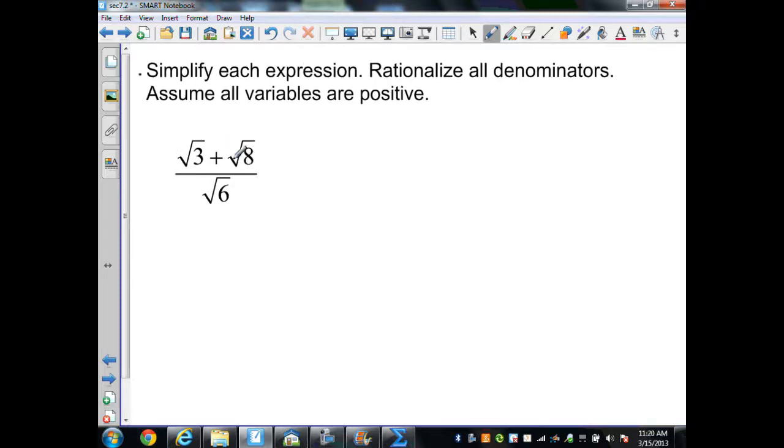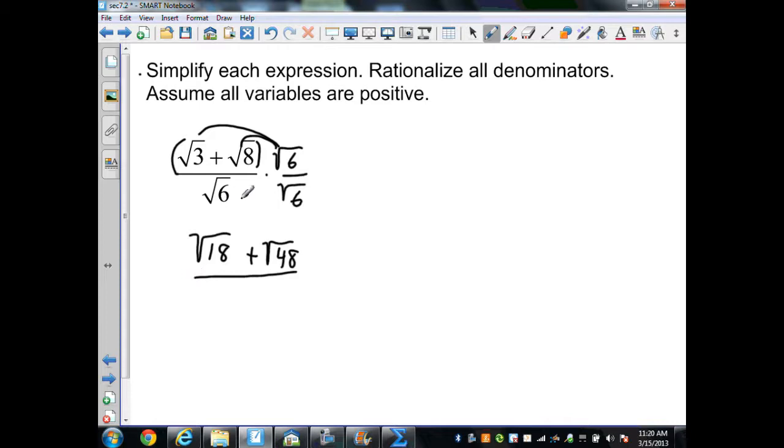We have a similar example in our next problem. Again, I want to rationalize because of a radical in the denominator. So I'm going to multiply by the square root of 6 over the square root of 6. Since I have a binomial in the numerator, I need to distribute. That's going to give me the square root of 18 plus the square root of 48. And the square root of 6 times the square root of 6 is the square root of 36, which we know is 6.